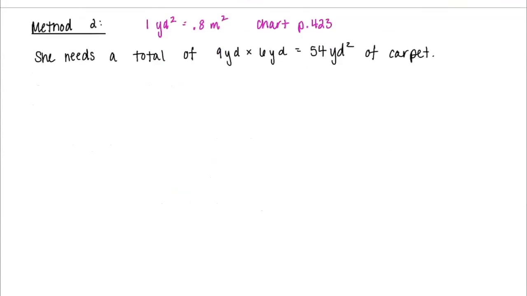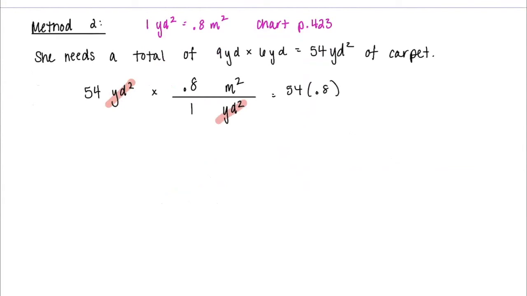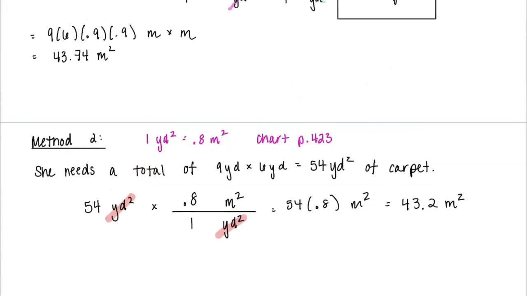And now using this conversion, 54 yards squared, we go ahead and multiply using our conversion rate. 1 yard squared is 0.8 meters squared. So the yards unit cancels, and you get 54 times 0.8 meters squared, which is 43.2 meters squared. So you can see they're a tiny bit off, but again, that's just because we don't have a perfect conversion rate. 1 yard squared is not exactly 0.8 meters squared.